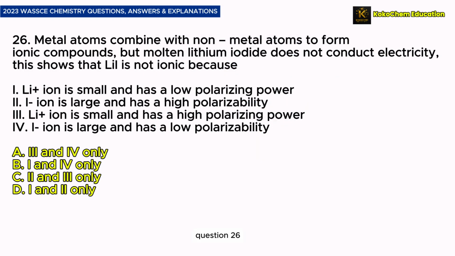Question 26. Metal atoms combine with non-metal atoms to form ionic compounds, but molten lithium iodide does not conduct electricity. This shows that lithium iodide is not ionic because I. Lithium ion is small and has a low polarizing power. II. Iodide is large and has a high polarizability.